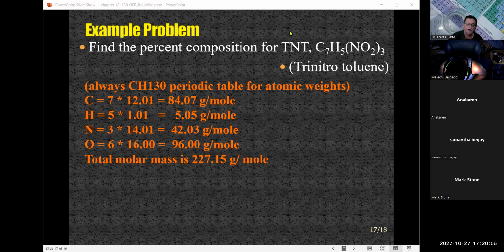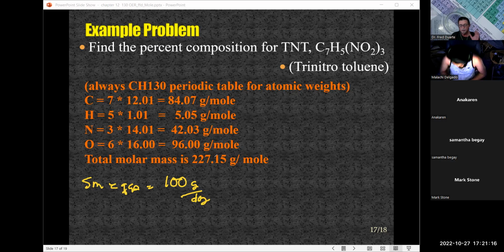Okay, well, let me use an analogy. Remember earlier when we were talking about the small eggs? And I said, let's just say, for example, there's 100 grams per dozen. Now, if I weigh out 100 grams of small eggs, how many dozen would I have? One dozen, exactly. How many eggs would I have? 12, exactly, right?